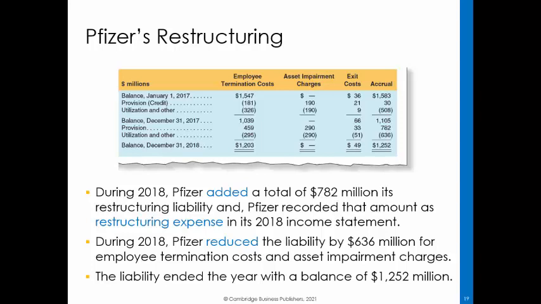During the year, the company reduced the liability by $636 million for payment of employee termination costs, asset impairment charges, and exit costs. The ending balance of $1,252 million is reported on Pfizer's 2018 balance sheet as a liability.